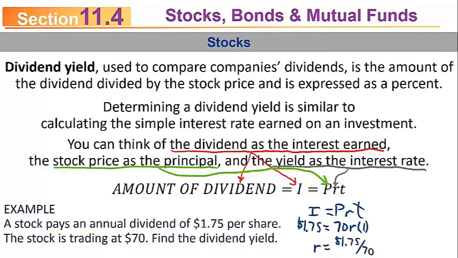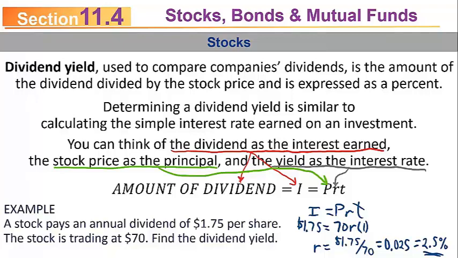So 70 times 1 is 70, and if you divide both sides by 70, you get 1.75 divided by 70, which is 0.025, and if you change that to a percent, you get 2.5%. So if a stock pays an annual dividend of $1.75 per share, and the stock is trading at $70, that represents a 2.5% dividend yield.